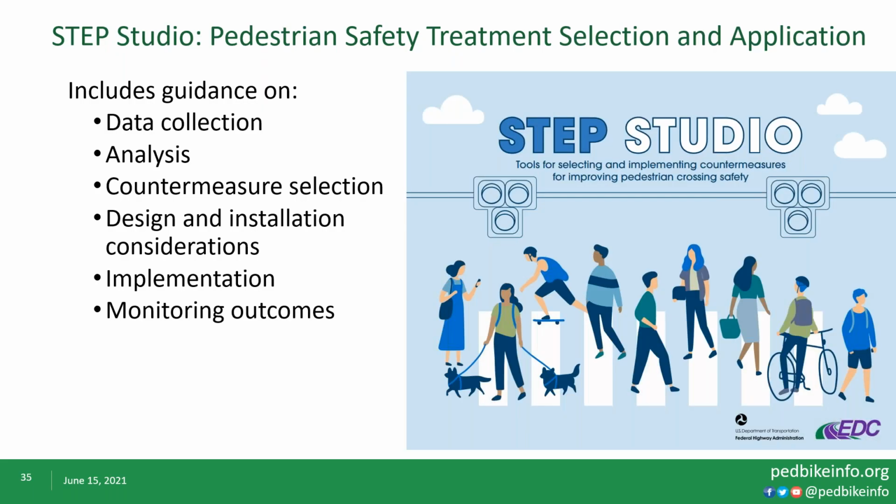A really good resource to consider when thinking about countermeasures for pedestrian safety on arterials is the Federal Highway Administration's Safe Transportation for Every Pedestrian, or STEP program. They've developed multiple resources to guide the selection and implementation of pedestrian safety treatments, including on arterial roads. And the STEP Studio resource is a new guidebook that includes detailed and approachable guidance on steps in the pedestrian safety treatment implementation process. A few of the topics that it covers are listed there on the slide.